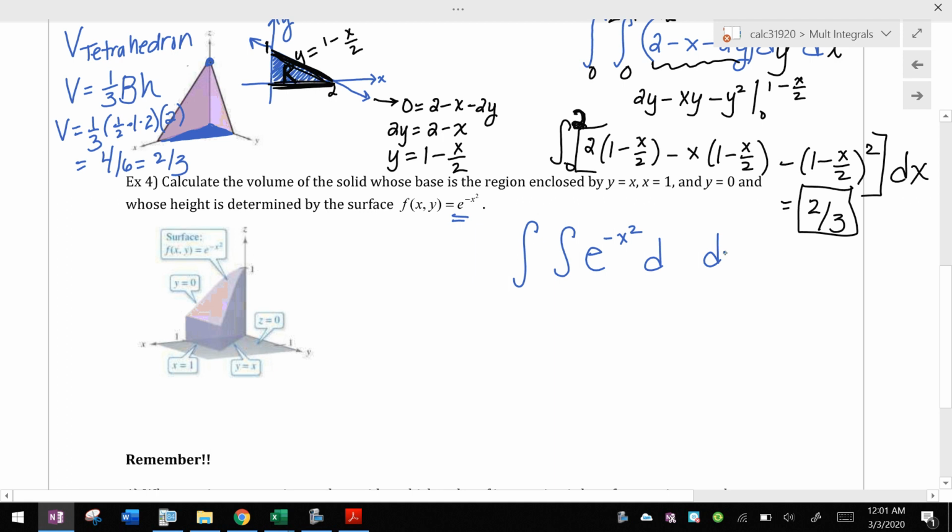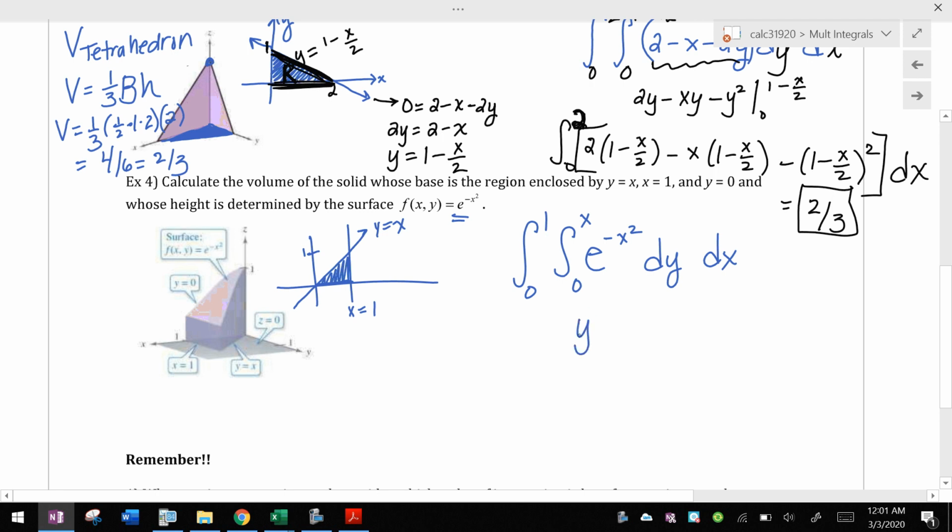Well, here's the thing. You can't take the antiderivative of e to the negative x squared without a Taylor series, and we all know how much you guys love those. So we have to do dy dx here because I can't integrate with respect to x first. So then I'm going to come back here and redraw my region, which is y equals x, x equals 1, and y equals 0. So there's my region. So from top to bottom, it goes from y equals x to y equals 0. And from left to right, it goes from x equals 0 to x equals 1.